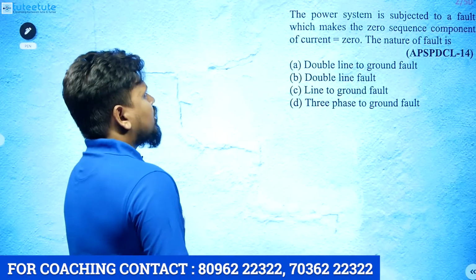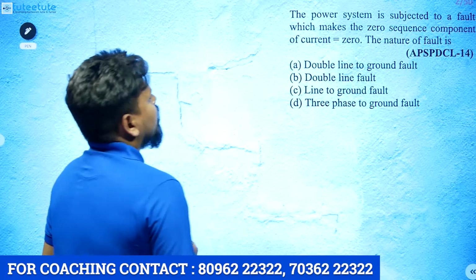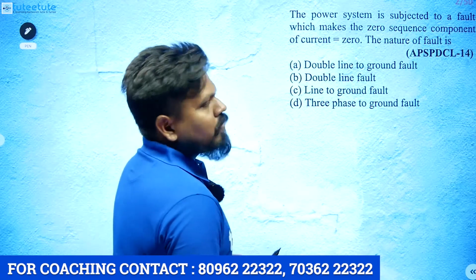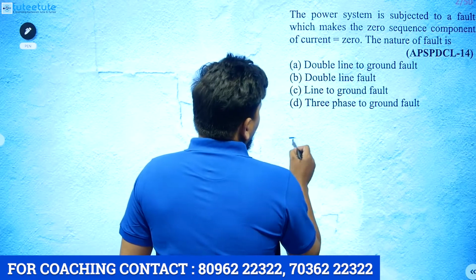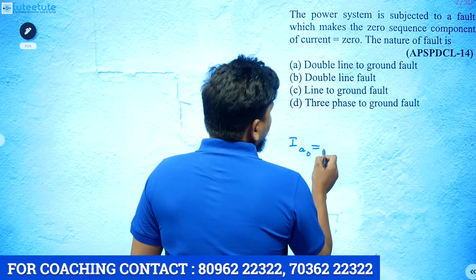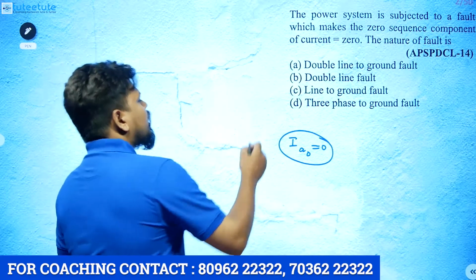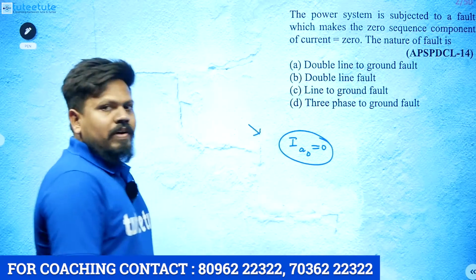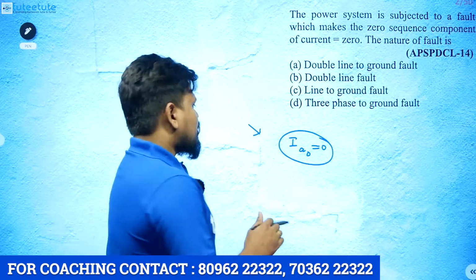The first question: the power system is subjected to a fault which makes the zero sequence component of current equal to 0. The nature of the fault is? They have given only one condition, the zero sequence current Ia0 is equal to 0. Remember one thing: zero sequence current will be present only when ground is present.